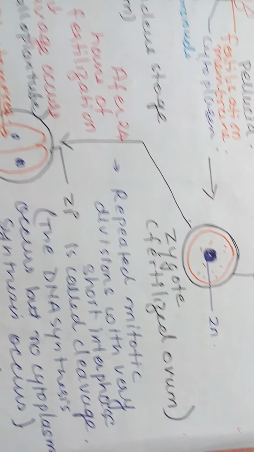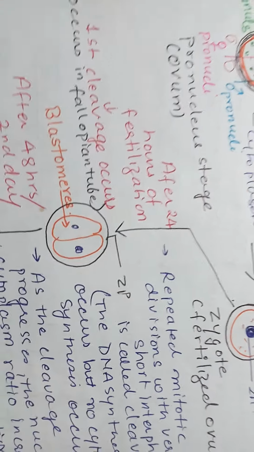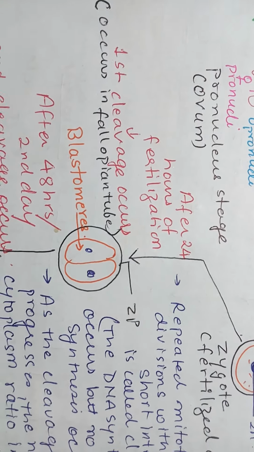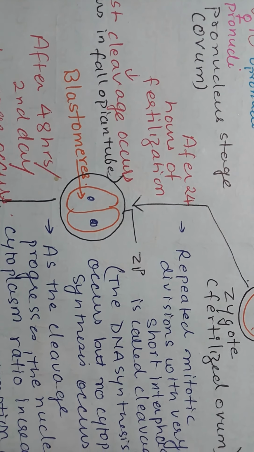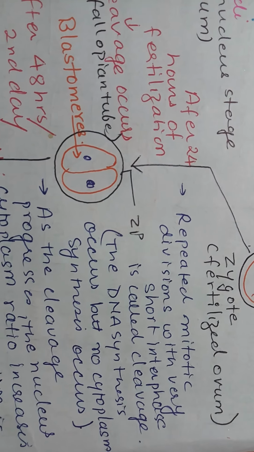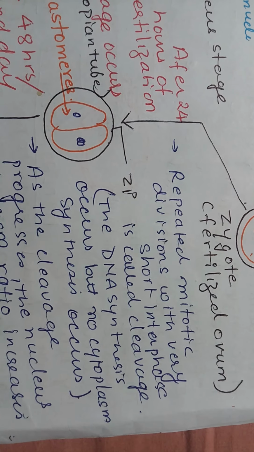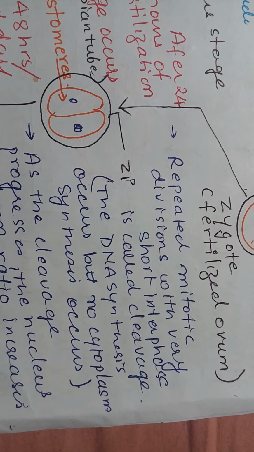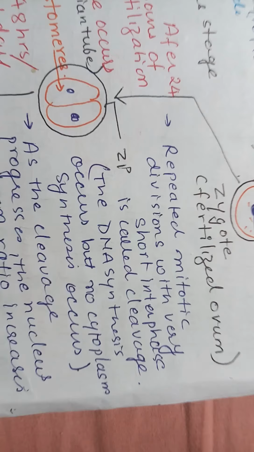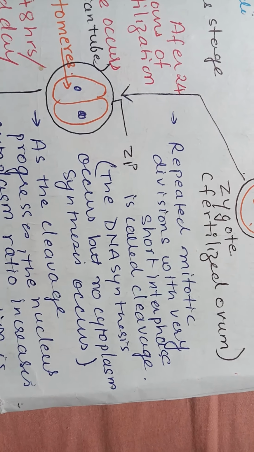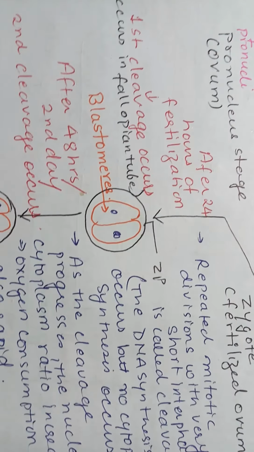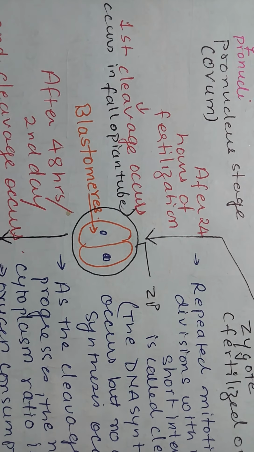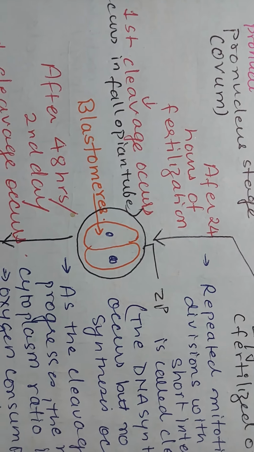Let's see how. After 24 hours of fertilization, the first cleavage, which occurs longitudinally, takes place. And what is cleavage? The repeated mitotic division with very short interphase is called cleavage, where DNA synthesis occurs but no cytoplasm synthesis. And the dividing cells are called blastomeres.